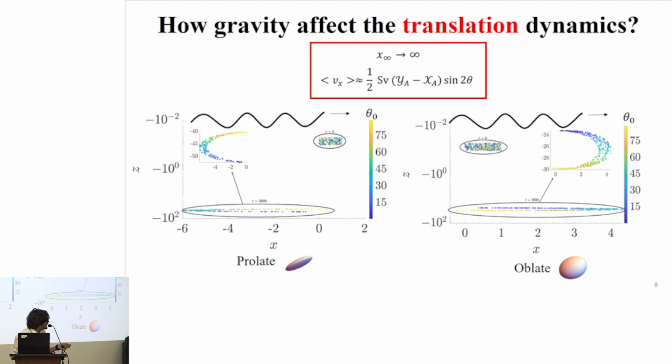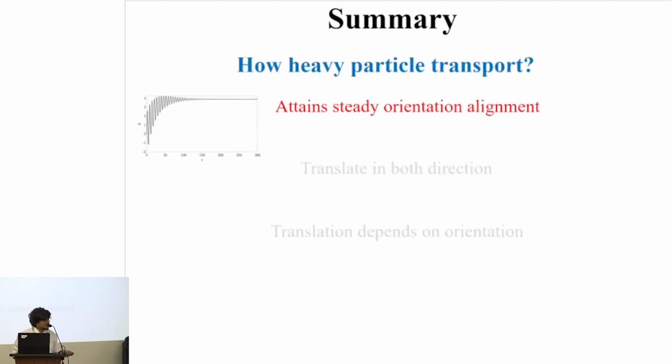Moreover, when the particle has an initial orientation close to 45 degrees, it translates more against the wave propagation direction. The opposite is true for an oblate particle, which translates more against the wave propagation direction when the initial orientation is close to 45 degrees. So in conclusion, the dispersion of a particle depends on the initial orientation, the settling number, and the shape of the particle. In summary, we asked how a heavier particle translates in a wavy flow field. It attains a steady orientation, which is different from the neutrally buoyant case, because the steady orientation is non-oscillatory and depends on initial condition, settling number, and the shape.